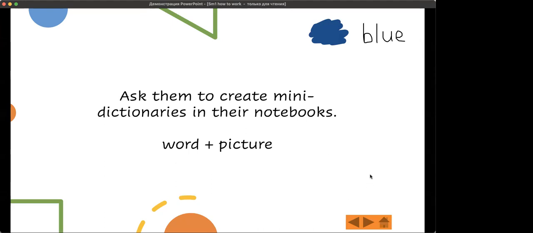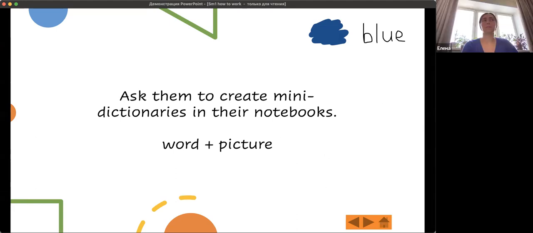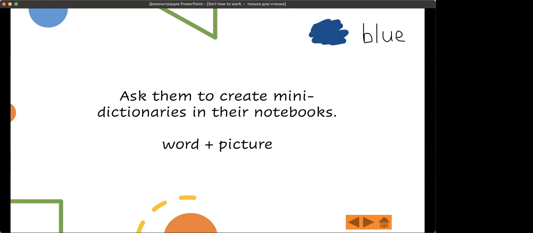Lian, can I have a question? Yes. About mini dictionaries? Do you recommend them to do it at home or in the class? We start in class because I want them to do it correctly. And then I ask them to write these words and draw pictures if they want at home as homework. Okay, I get it.